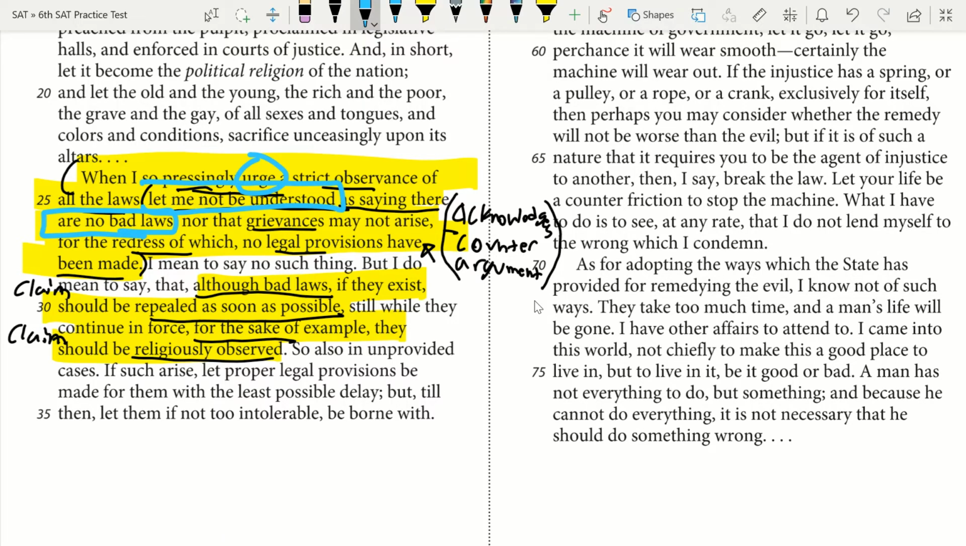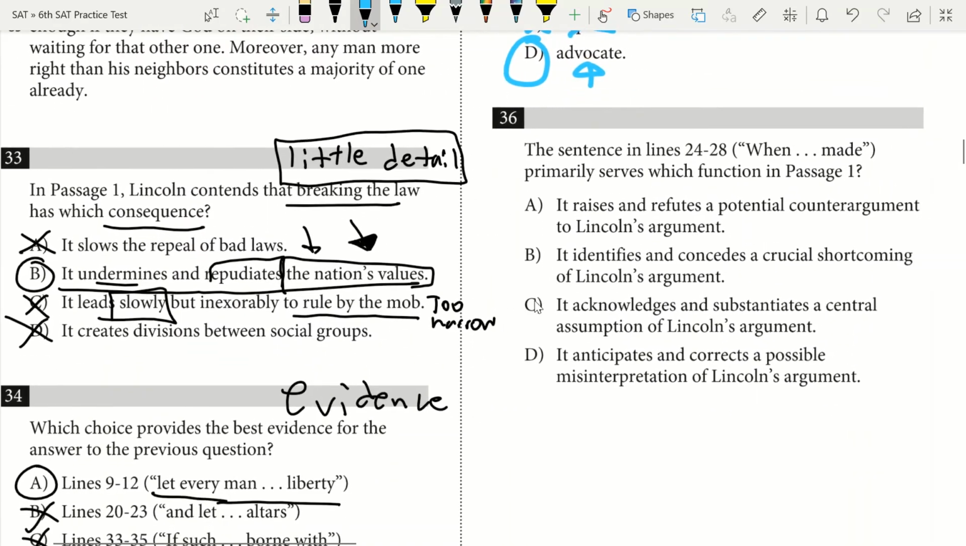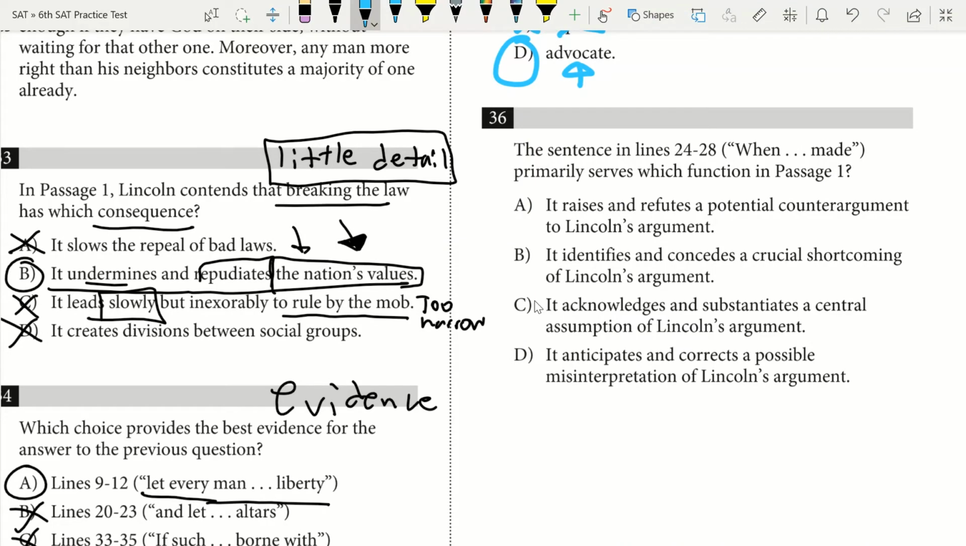He's trying to make sure that he's understood correctly. He's trying to avoid a counter-argument being based on some misinterpretation of what he's saying. So A is incorrect because it's not refuting a potential counter-argument to his argument. What it's doing is anticipating and correcting a possible misinterpretation of his argument. He's worried people will misinterpret him saying that laws should be obeyed as all laws being correct, and he's not saying that. So for 36, D will be our correct answer.